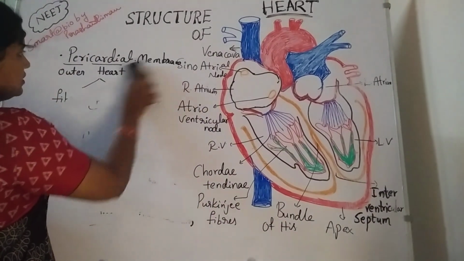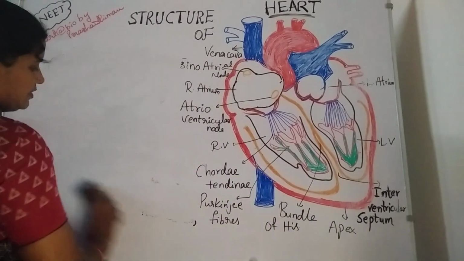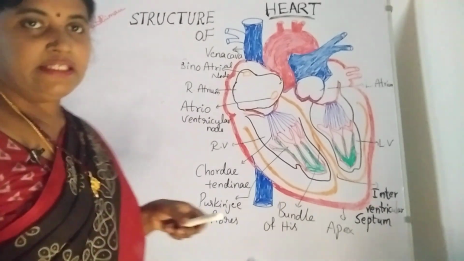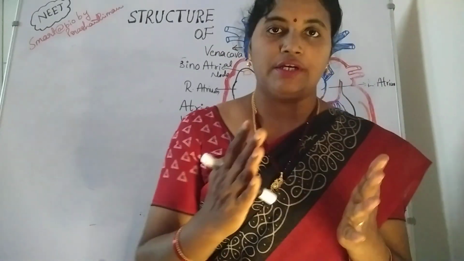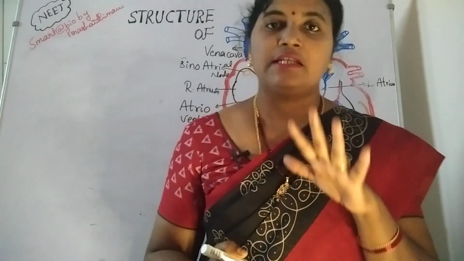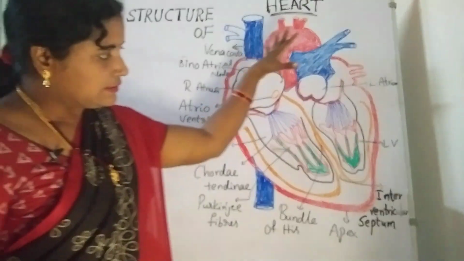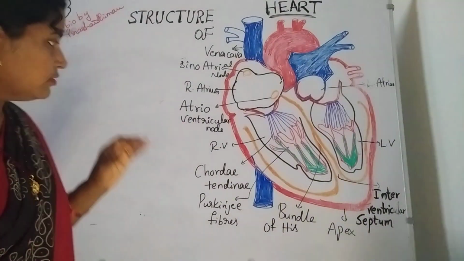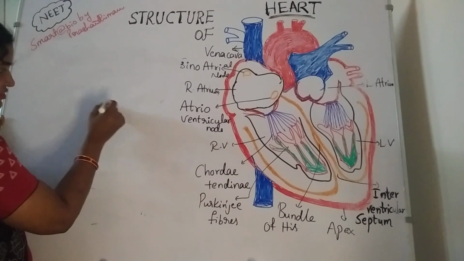Internal structure of the heart, we have to go to the chambers. Internal structure means if we dissect a heart, how it looks, what structures are present inside the heart. We'll see that now. See here, I am drawing a basic diagram. Imagine this is the heart.